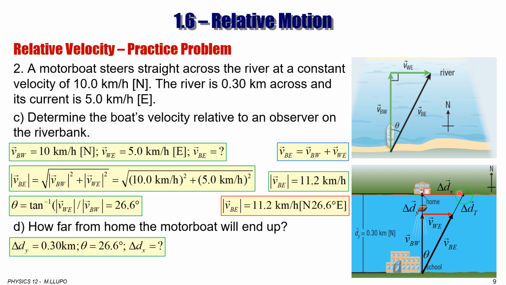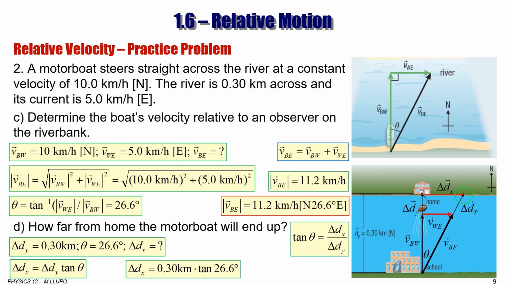How can we find opposite? That's easy, because we know that tan of that angle is opposite over adjacent. So we have to solve for opposite. And opposite is adjacent times tan theta. We know the adjacent, which is 0.3 kilometer. And we can multiply that by tan 26.6 degrees, and we get 0.15 kilometer. So 150 meters.